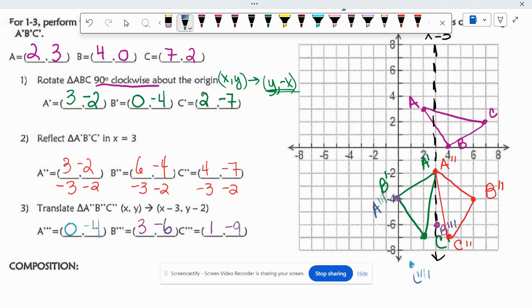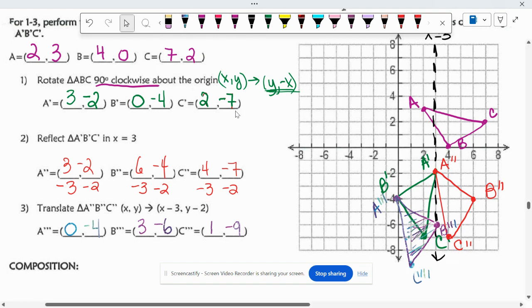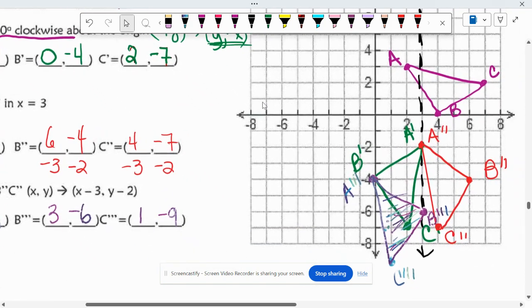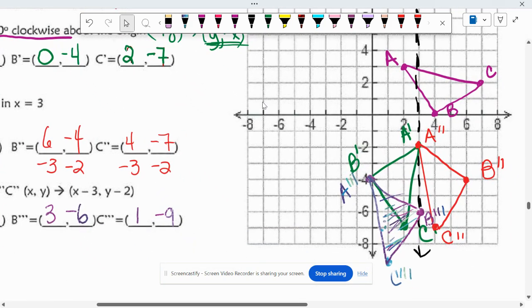So it actually goes off the graph a smidge. Do you guys see that? C triple prime. And when I connect my points, A, B, C, I'm going to do a little bit of shading so you guys can see that. Okay. That is called a composition. We started with a triangle and we performed 3 transformations.